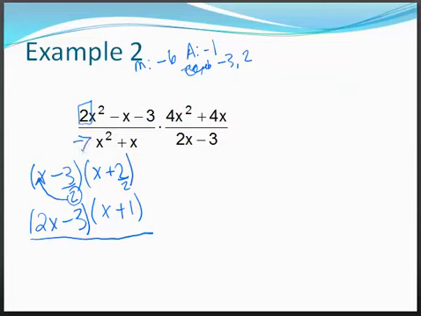Then we're looking at this one, okay? Well, it's adding, so it's not difference of squares, but if I look, they both have an x in common. So what I can do is the greatest common factor would be x.